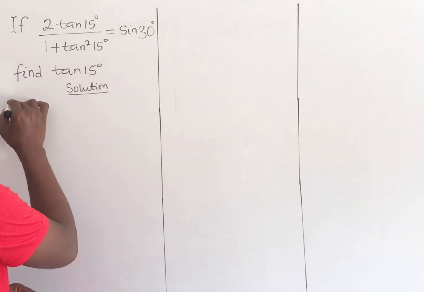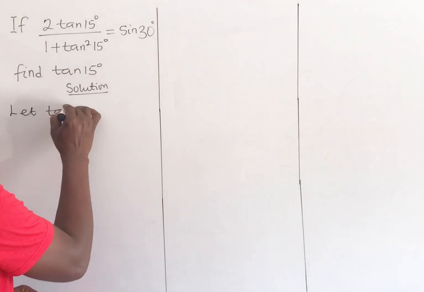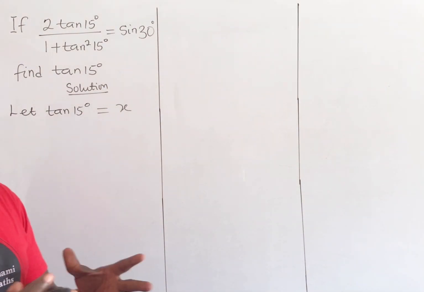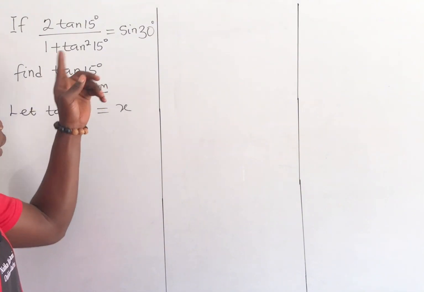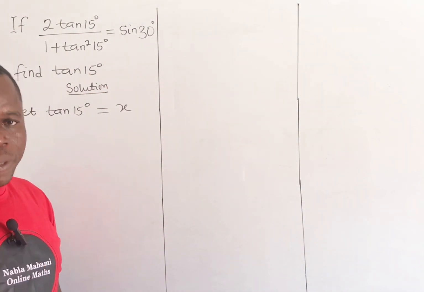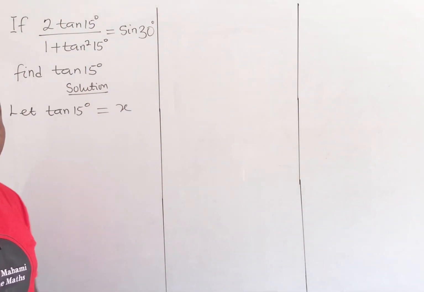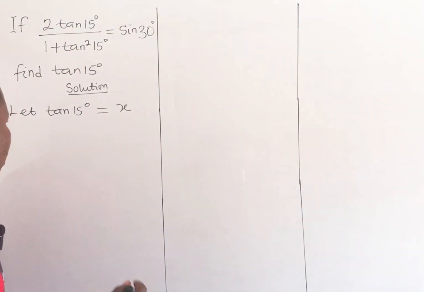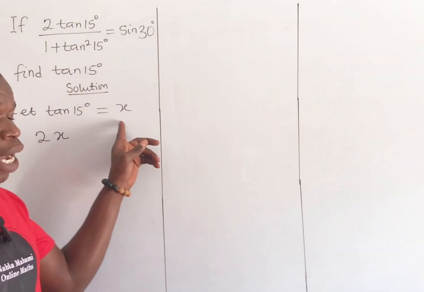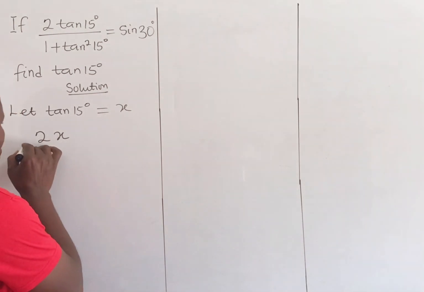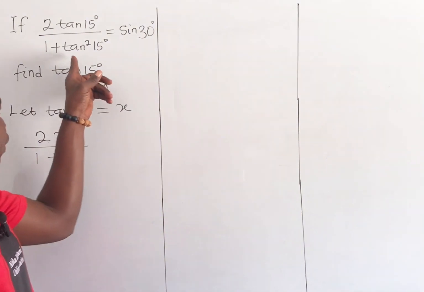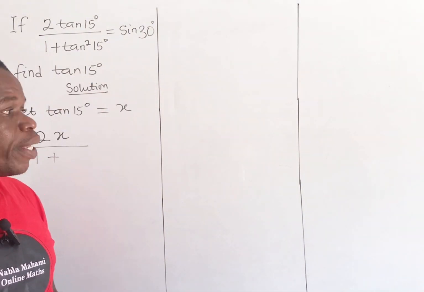So I'll say let tan 15 degrees be equal to x. So if my tan 15 is now equal to x, then whenever I see tan 15, I will substitute x. So for the numerator, I have 2 tan 15 degrees. So I will now have 2x because the tan 15 degrees is now x, all over 1 plus tan square 15 degrees.